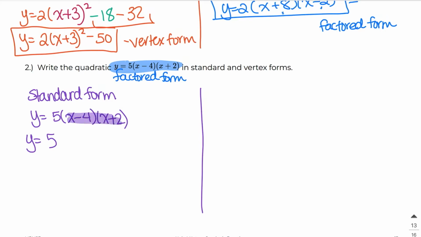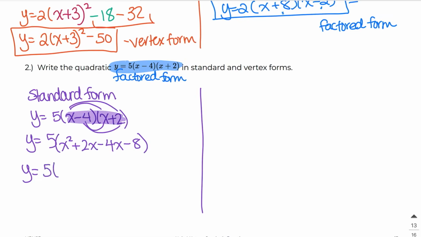You can use FOIL, whatever you prefer, but you have to understand that you're going to multiply the x through to the x, which is x squared, multiply the x through to the 2, which is 2x, multiply the negative 4 through to the x, which is negative 4x, and then multiply the negative 4 through to the 2, and you get negative 8. Now, at this point in time, you could either collect your like terms, or you could distribute the 5 through and then collect your like terms. It doesn't matter. Either way, you'll get the same answer.